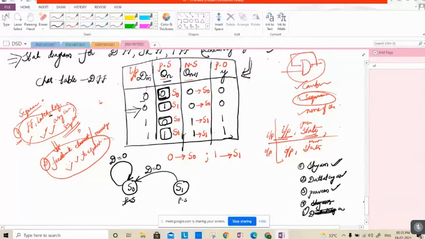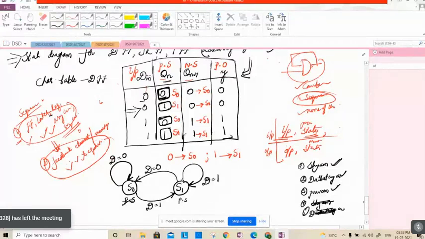Now the present state is S0. D is equal to 1. What will happen? Present state is S0 and D is equal to 1. The next state is S1. Present state is S1 and D is equal to 1. What will happen? Again, it will be S1.